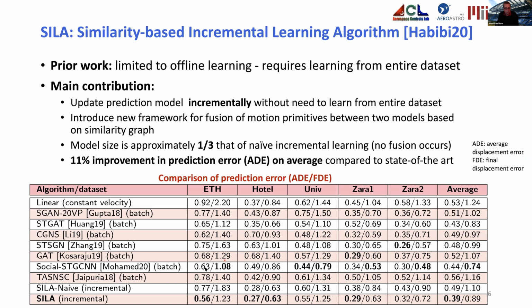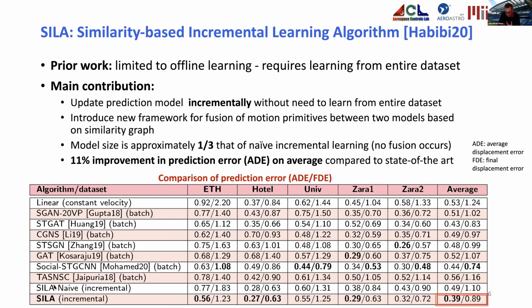And there's a giant table here at the bottom, but as is often the case with this work, you need to be looking at many different data sets, as shown by the columns here, as well as many different algorithms. So we have a whole bunch of comparative algorithms here, as well as a bunch of ours sitting at the bottom. We're looking at the standard average and final displacement errors shown in the tables by the two numbers. The point is just to highlight that, down here, if you look at the average over all the different data sets, we end up with about 11% improvement in the average prediction error compared to the state of the art. But furthermore, we end up with a model size that's about 1/3 the size of what I'll describe as a naive incremental learning technique.